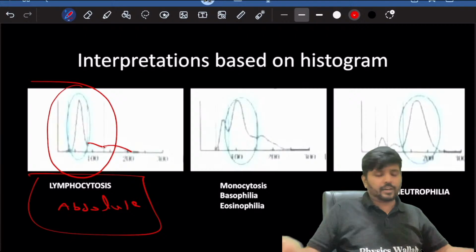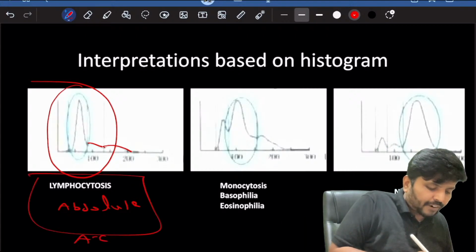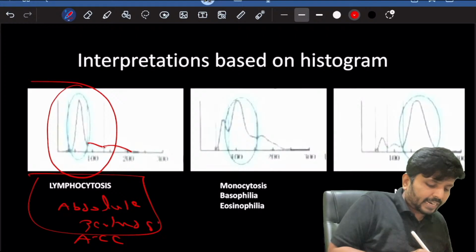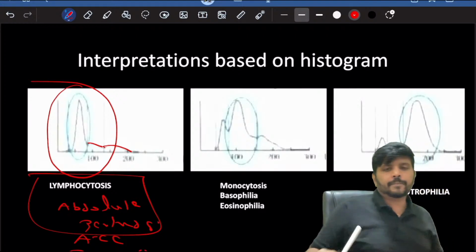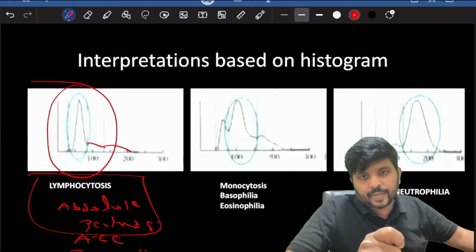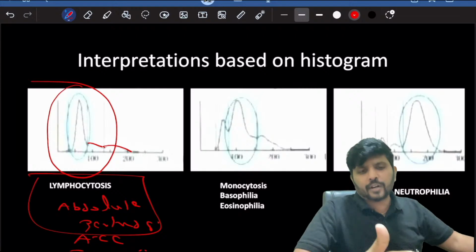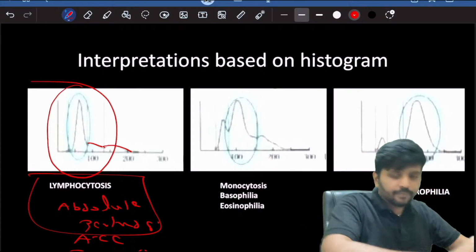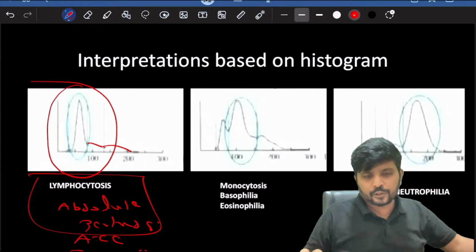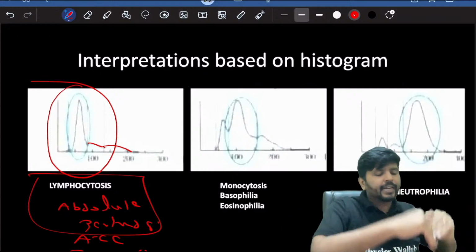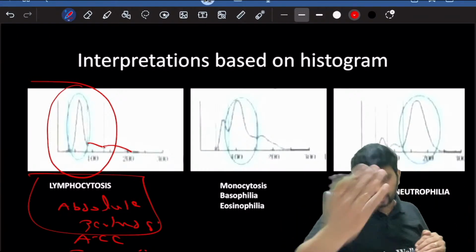There are so many causes. It can be acute lymphatic leukemia, it can be pertussis, it can be infectious mononucleosis. By simply looking at the peak in the histogram, you will find out whether it is lymphocytosis, neutrophilia or monocytosis, and based on that the etiology can be thought of.